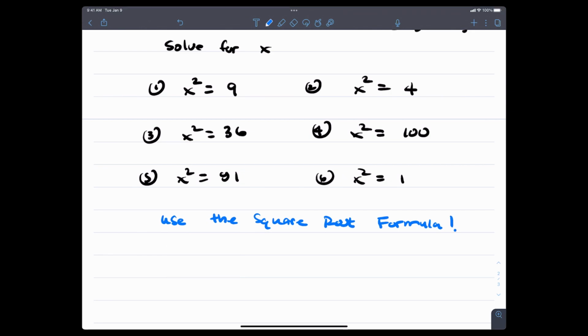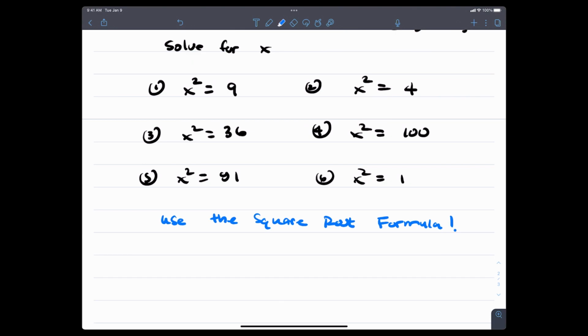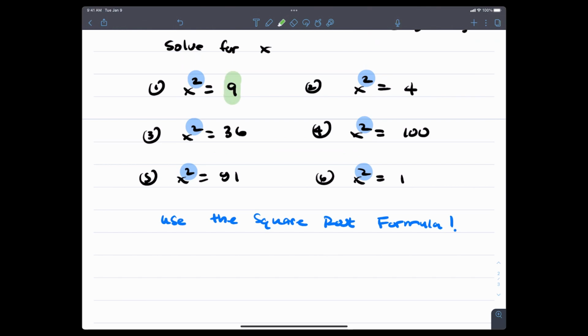All right, ladies and gentlemen, let's see. I want you guys to identify two things. X to what power? X to the second power, right? Have you guys identified that? X to the second power. And then it equals, this is x squared equals what? 9, 4, 36, 100, 81, and 1.